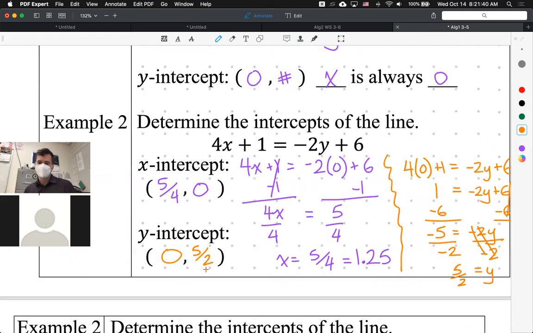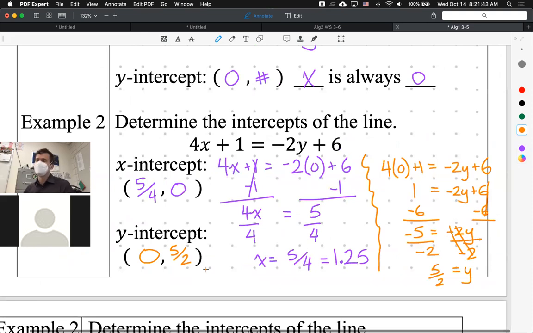And I will point out the reason that I made my example have fractions is because Khan Academy, your homework assignment, has lots of fractions also. So the number might not just be 2 or 5. It might not be a whole number. It might be a fraction. That's okay.